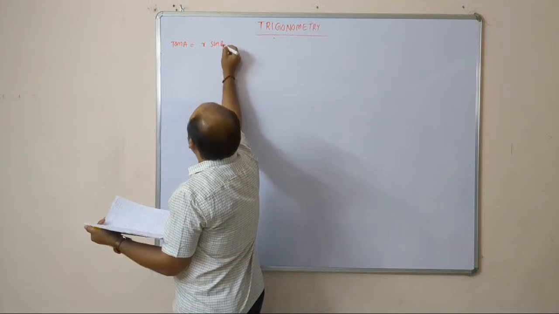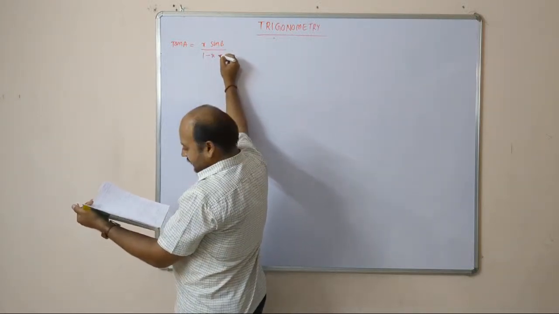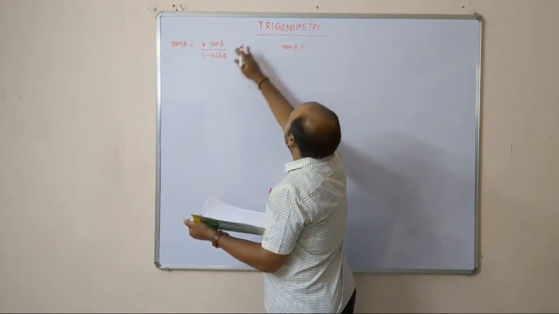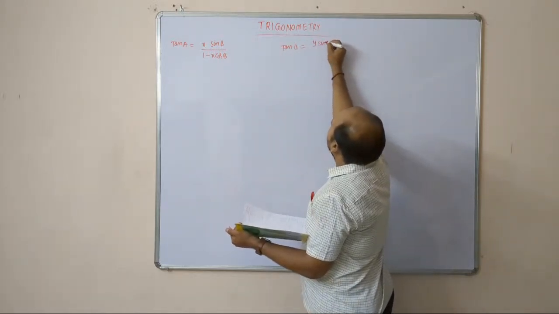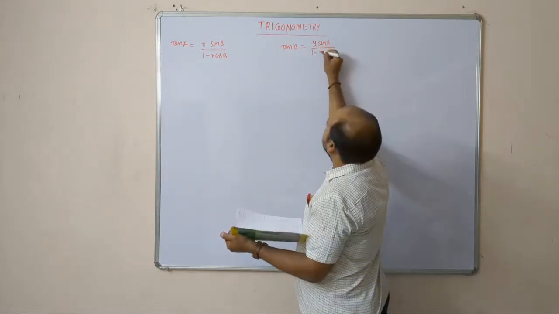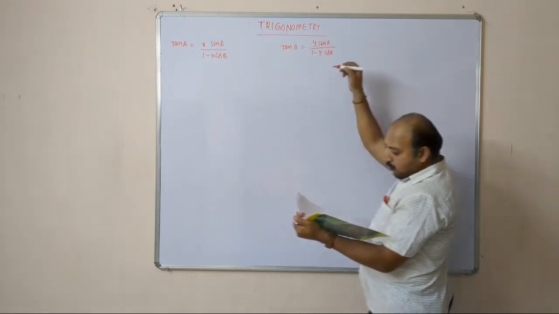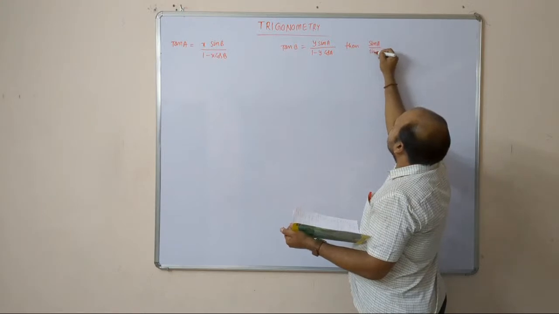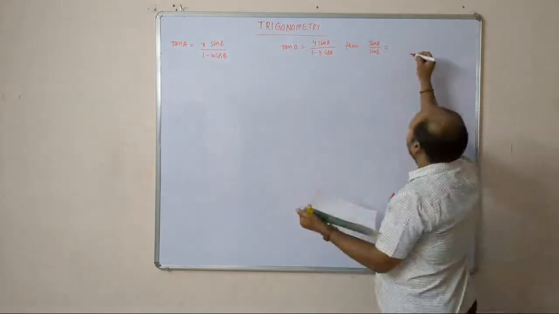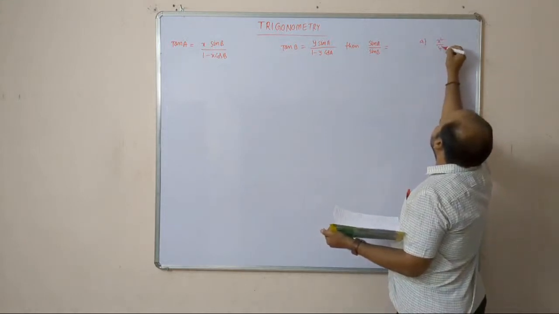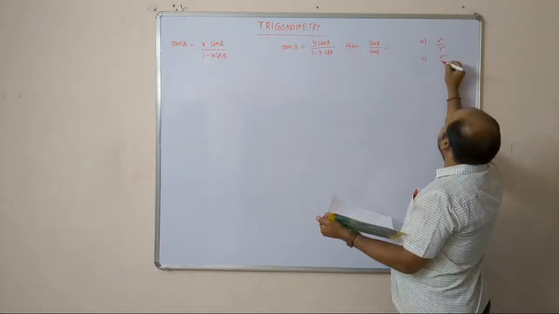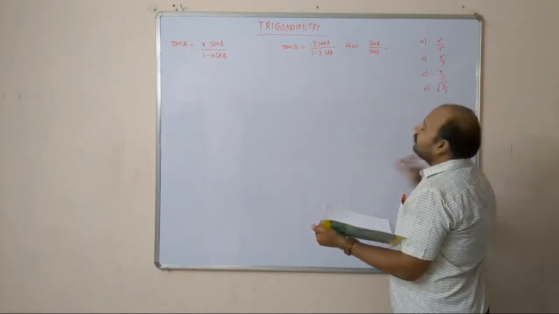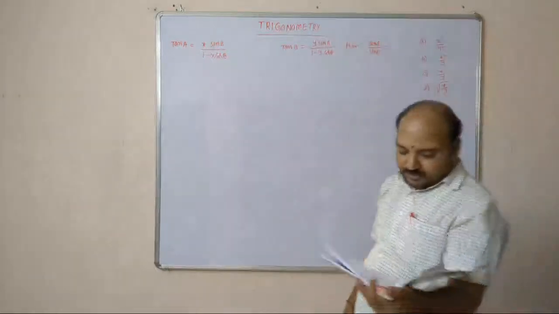tan A equals x sin B by 1 minus x cos B, and tan B equal to y sin A divided by 1 minus y cos A. Then the value of sin A by sin B. First option, x square by y square, x square by y, x by y, root x by y. So this is the question.